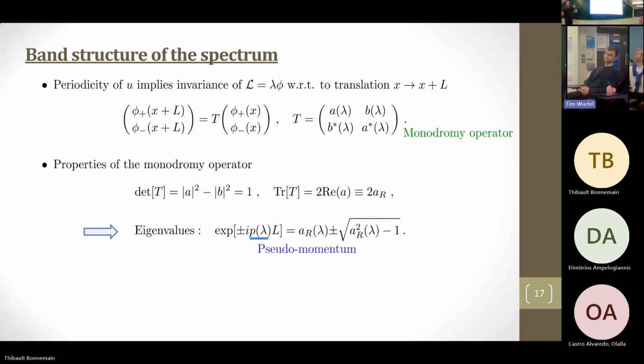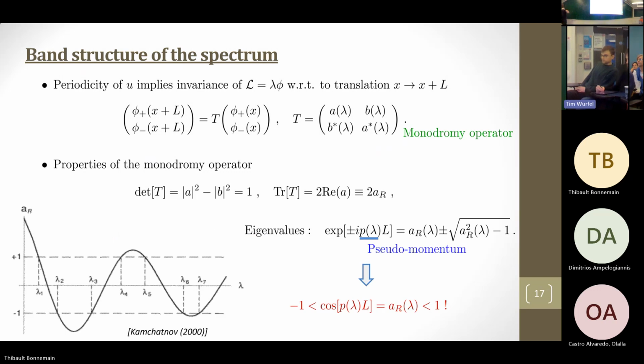Here I've introduced this pseudo momentum P. So you can also write the trace of T in terms of the sum of those two eigenvalues. Since it must be real, P has to be real, and also the real part of A has to be between -1 and 1. This condition really constrains which values of lambda you can take. So the spectrum is composed of bands where P is real and forbidden gaps where it is not. In general, for arbitrary periodic potentials, your spectrum contains an infinite number of bands and gaps, but if U is also a solution to the KdV equation, it may contain only a finite number of bands.